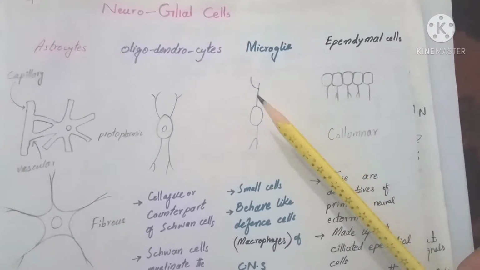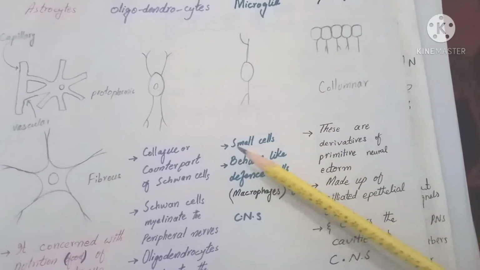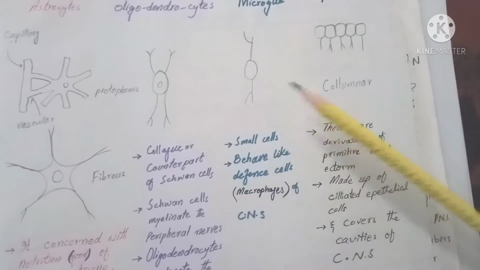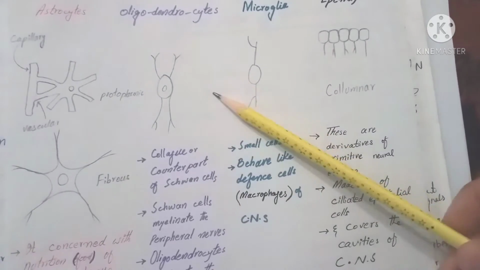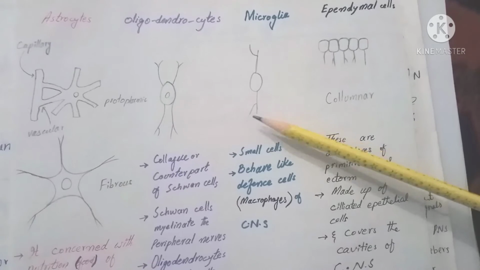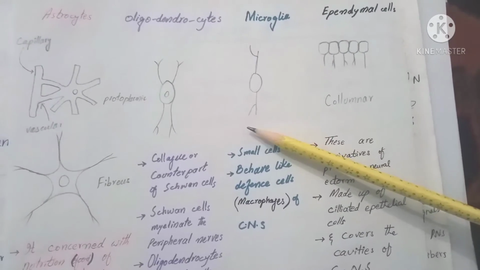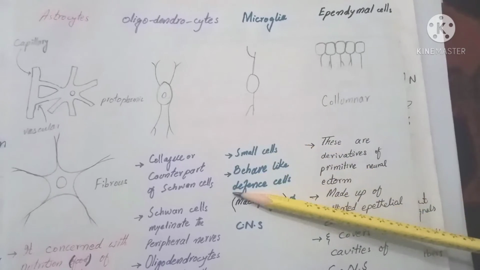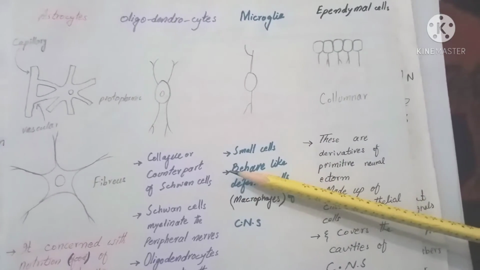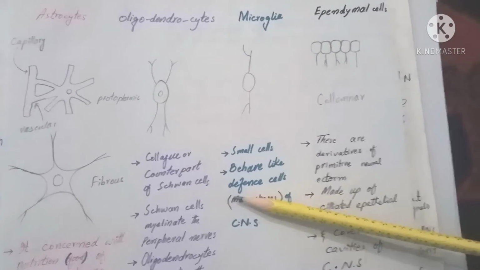The third type is microglia. These are small cells that behave like defense cells in the CNS. Microglia work as fighters. They defend the nervous system. If any foreign body comes there, the microglia fight with it. They defend the central nervous system.